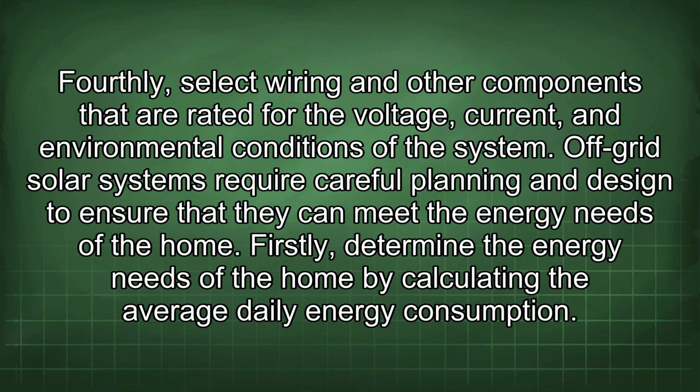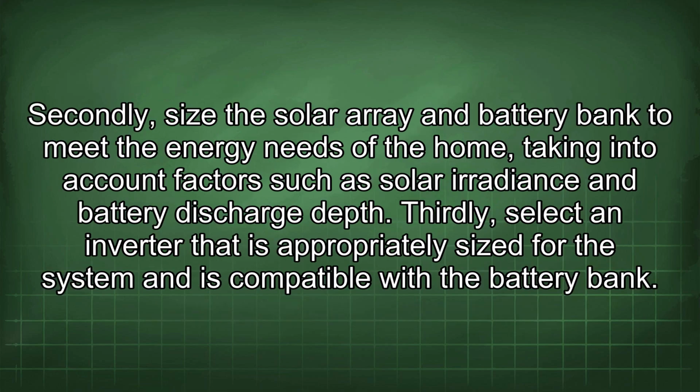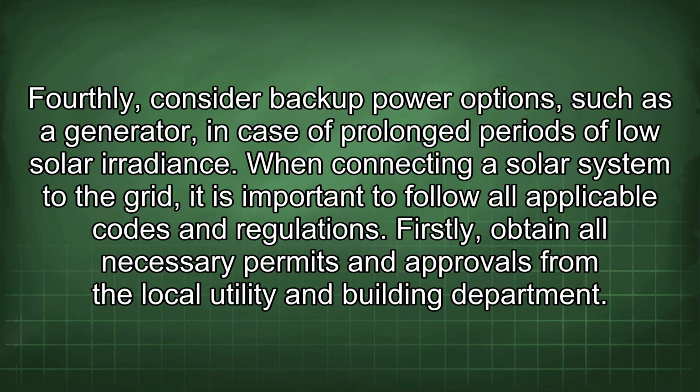Off-grid solar systems require careful planning and design to ensure that they can meet the energy needs of the home. Firstly, determine the energy needs of the home by calculating the average daily energy consumption. Secondly, size the solar array and battery bank to meet the energy needs of the home, taking into account factors such as solar irradiance and battery discharge depth. Thirdly, select an inverter that is appropriately sized for the system and is compatible with the battery bank. Fourthly, consider backup power options such as a generator, in case of prolonged periods of low solar irradiance.